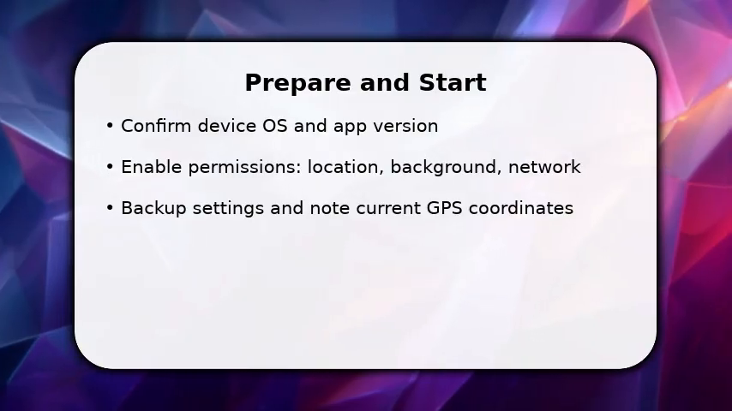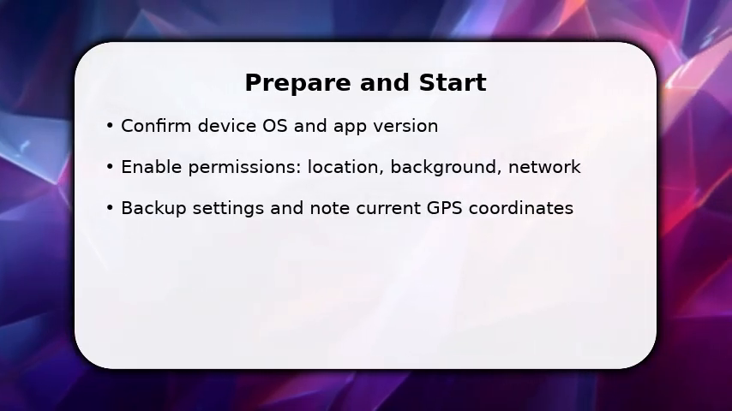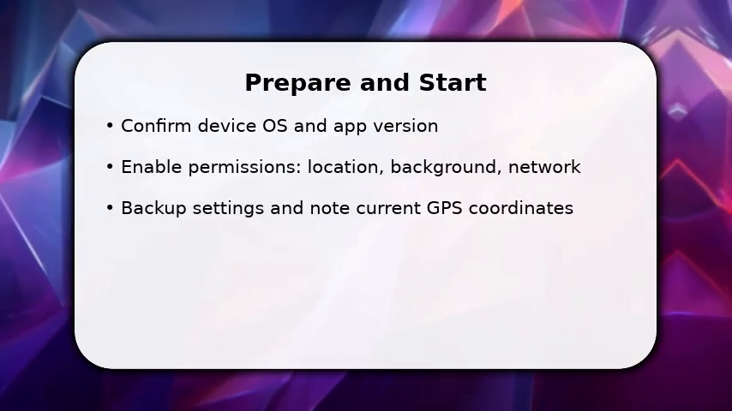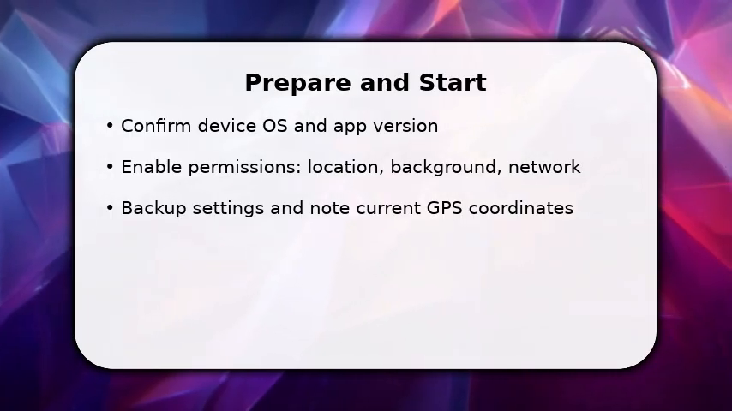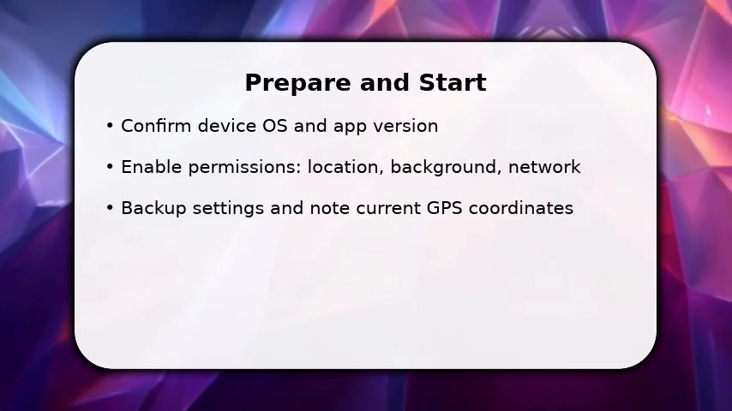You start by verifying your device and the location changer app version so you avoid incompatibility. Once done, grant location and background permissions. The app needs continuous access to simulate movement. Make sure to back up current app settings and record your real GPS coordinates for rollback.